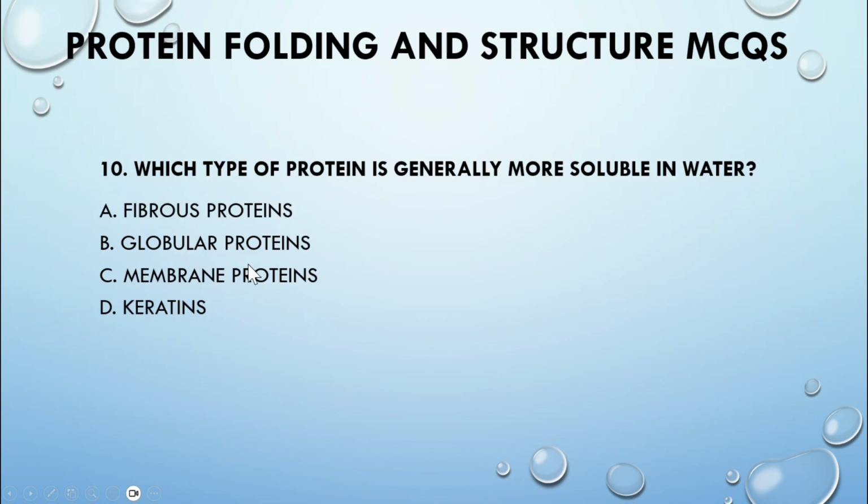Number 10. Which type of protein is generally more soluble in water? A. Fibrous proteins, B. Globular proteins, C. Membrane proteins, D. Keratin.